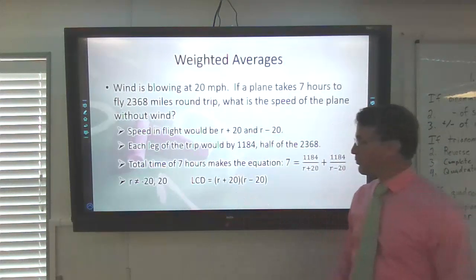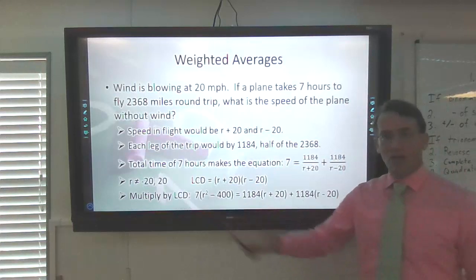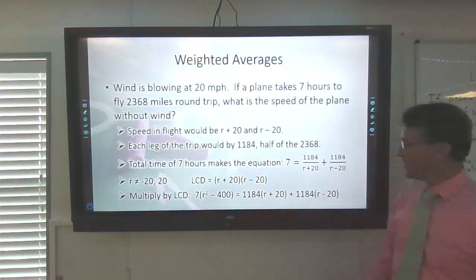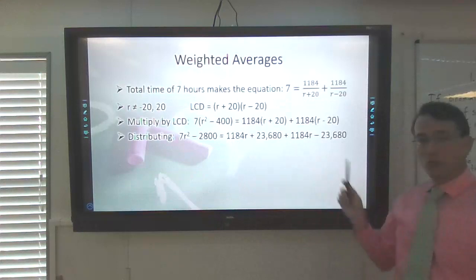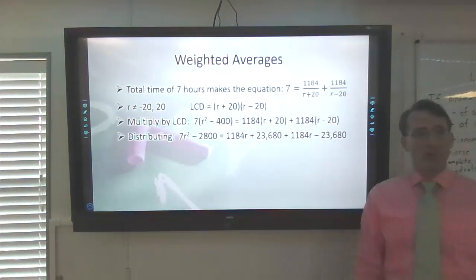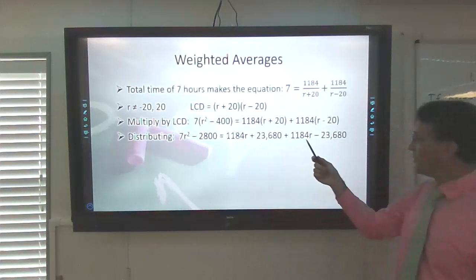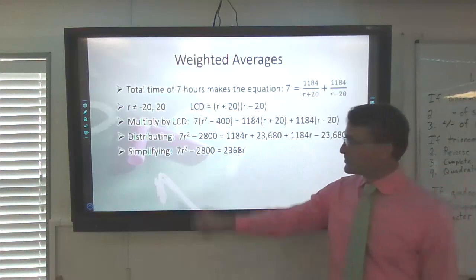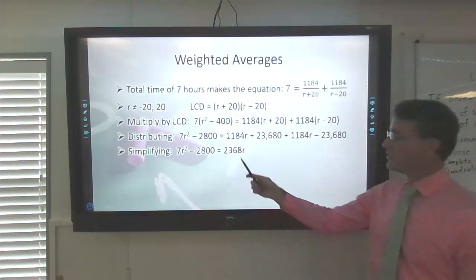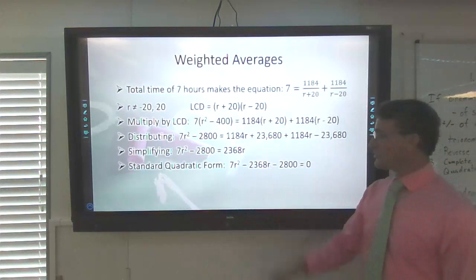So I'm going to multiply by my lowest common denominator, and that is going to give me all of this. Distributing out, I have the 7r squared minus the 2800. Distributing all this gives me this rather large equation, but fortunately a lot of it combines and cancels out. I can cancel out the 1184r, I can cancel out the 23680 on this side, leaving me with 7r squared minus 2800 is equal to 2368r.